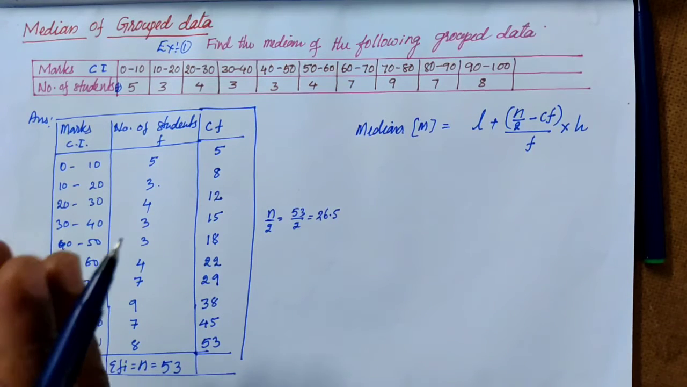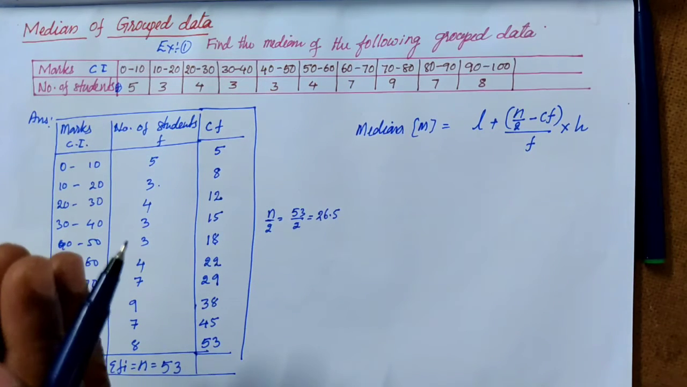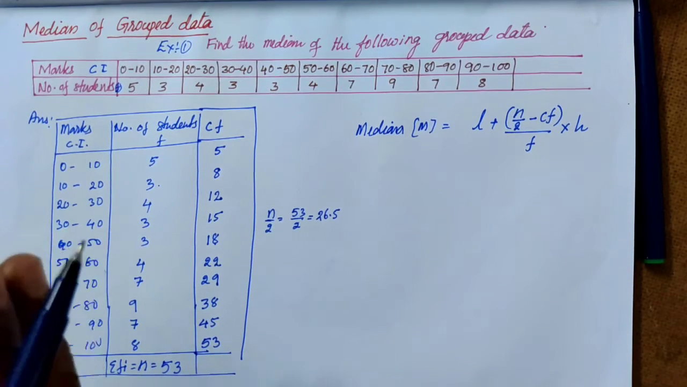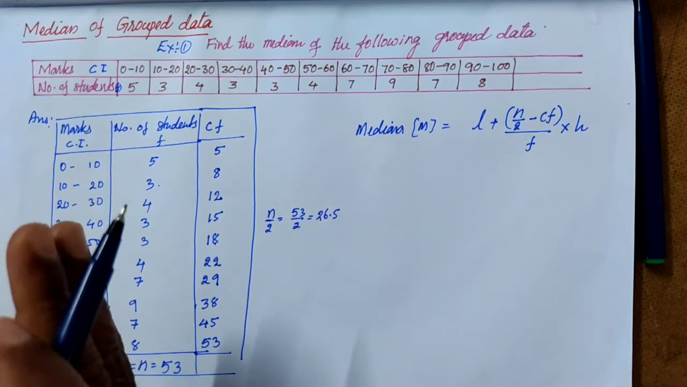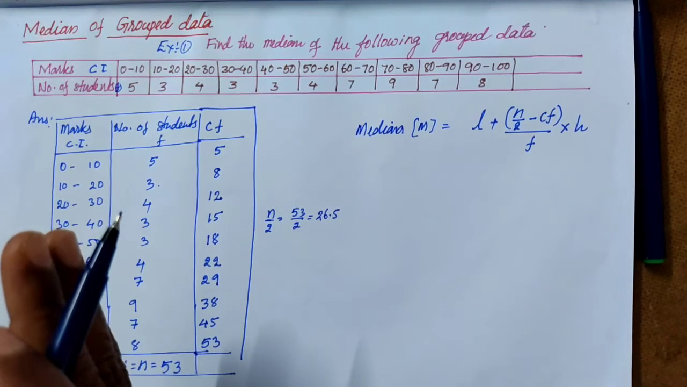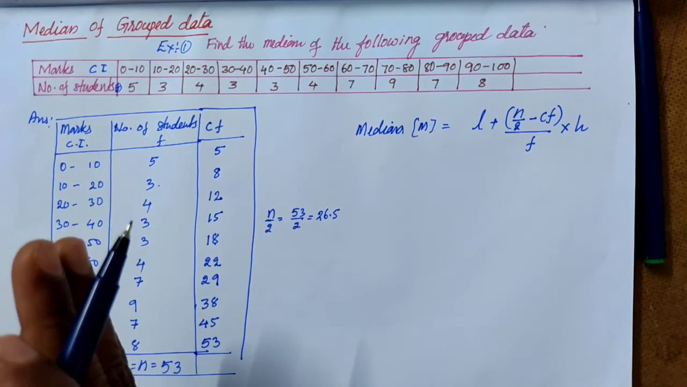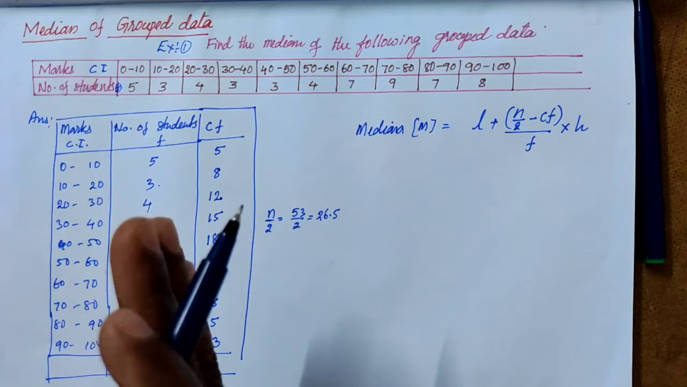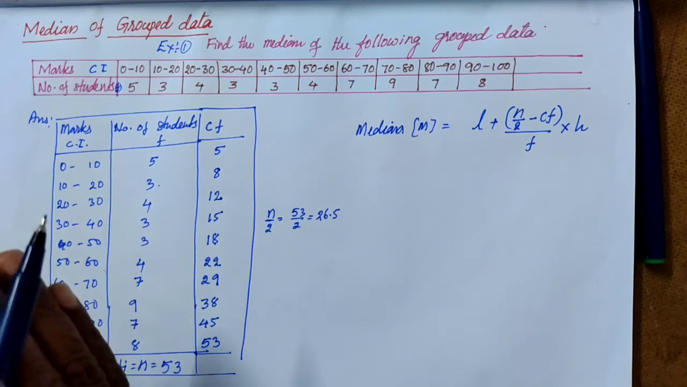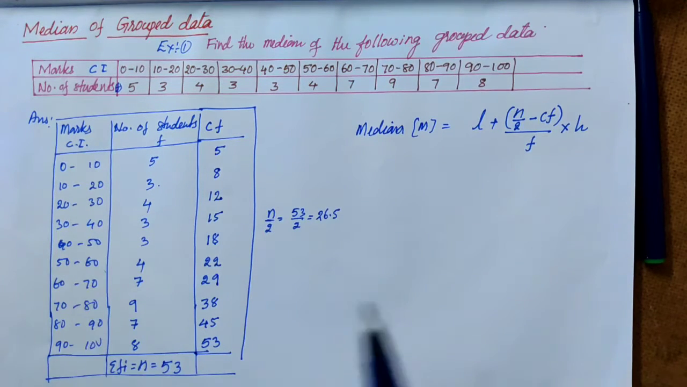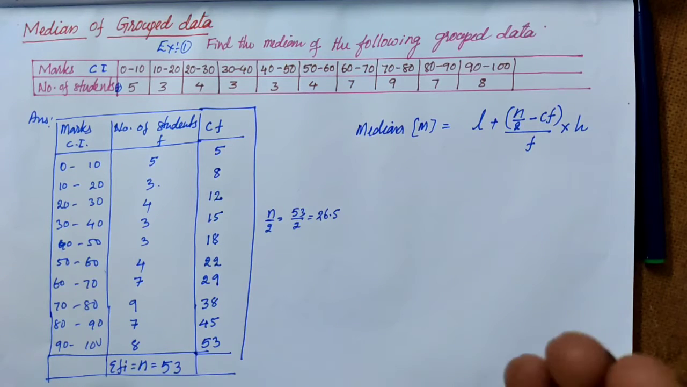To this middle student, the 27th student, we have 26 students on the left side. That means the students who got fewer marks than this 27th student, and again 26 students on the right side who got more marks.